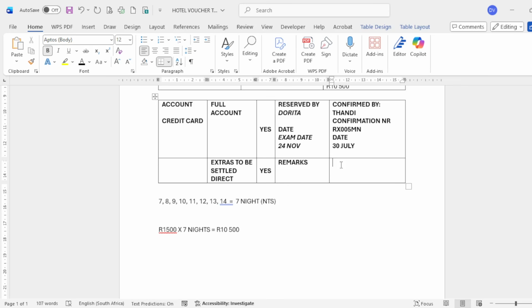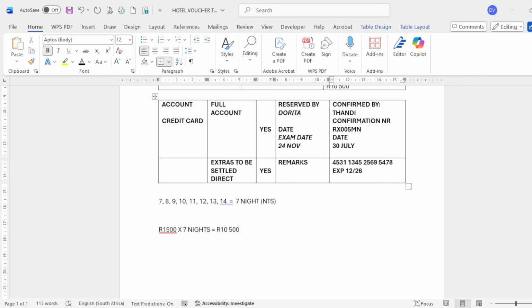And also the credit card details. So they gave that to you in the question. You fill in your credit card number here, and you also have to add the expiry. Guys, I'm just putting random numbers now, so I don't have to go and look at what the numbers were. Expiry was the 12th of 2026.